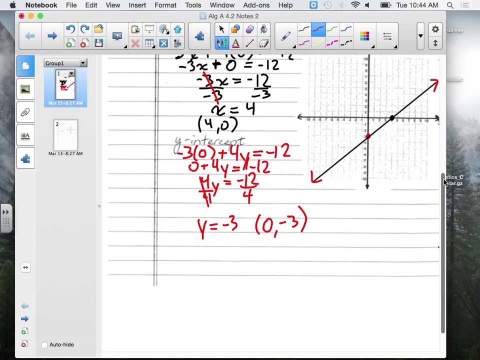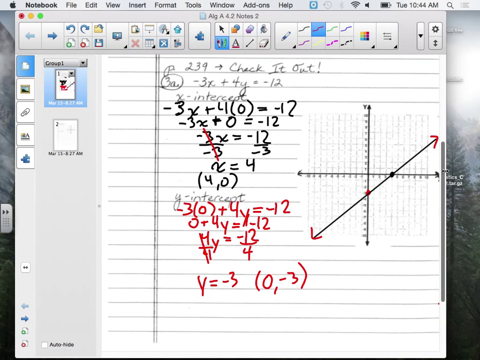I have a question. How many points are on that line? 2. Everybody agree there's 2 points on that line? Wrong. There is a lot, yeah. How many points do you use to graph it? 2. But does that mean there's only 2 points on that line? No, there's a whole bunch of points. There's a whole bunch of ordered pairs that would make that equation true.